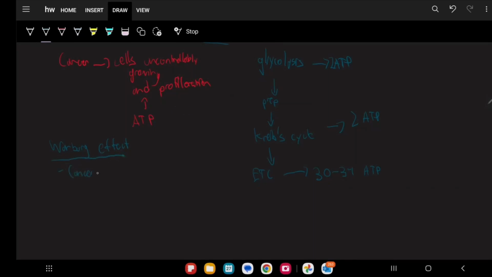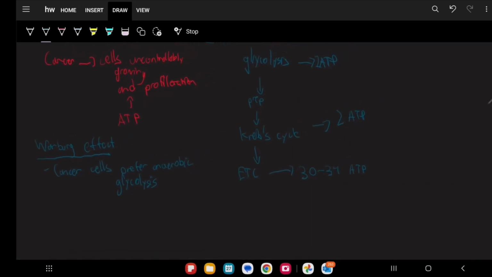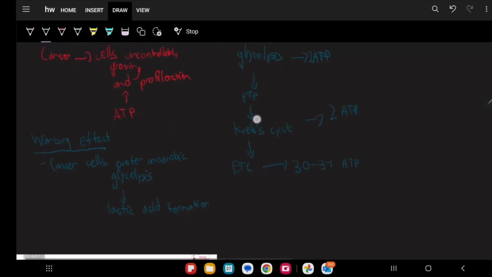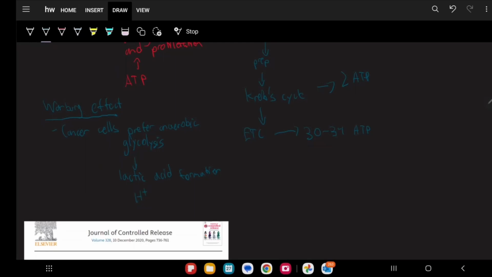And it is that cancer cells prefer anaerobic glycolysis over anything else. And this is even in aerobic conditions. So this means they're really only netting 2 ATP per molecule of glucose. The key here is that in anaerobic glycolysis, there is lactic acid formation. And this would mean that in cancer cells, there is high H+ and therefore a low pH.